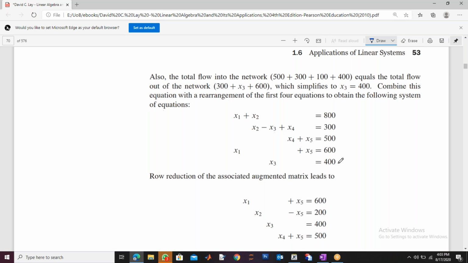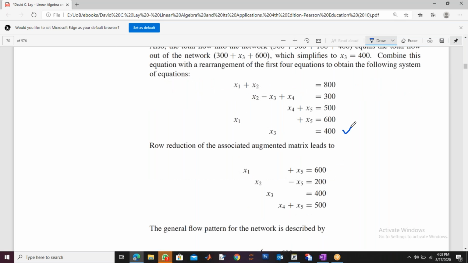Got it? So the overall flow from the system is this one. 900 plus x3 is equal to 1300. So 13 minus 9 gives you 4. So you see again, I got a system of equations, 5 equations in 5 unknowns, but it is not a homogeneous system now. Why not homogeneous? Because the right hand side is not 0. So this is a non-homogeneous system, right?